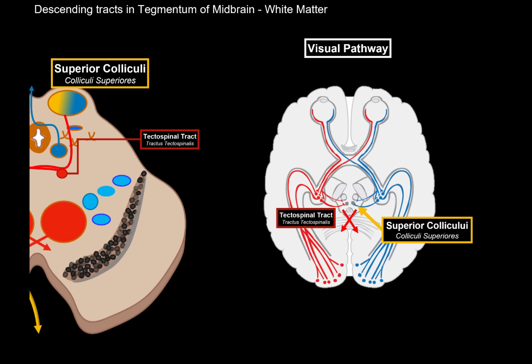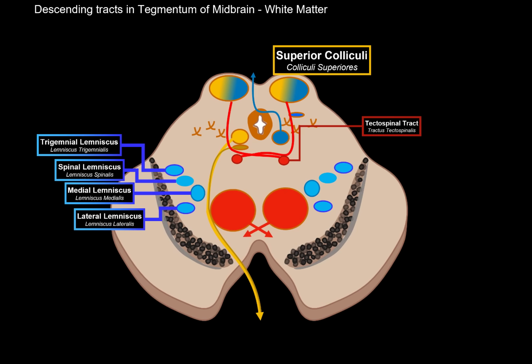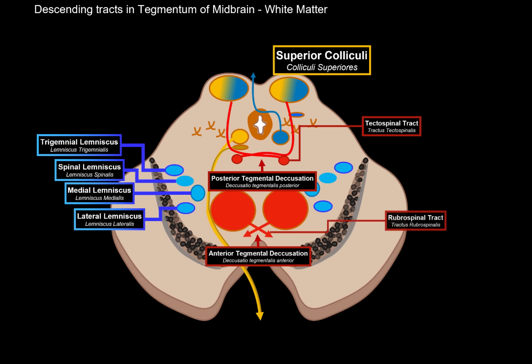And when the superior colliculi are engaged, it usually just engages the neck muscles based on what you see around you. So that's this one. So we talked about the posterior tegmental decussation. And since we have a posterior tegmental decussation, we will also find an anterior tegmental decussation, which is formed by the rubrospinal tract just as it leaves the red nucleus.